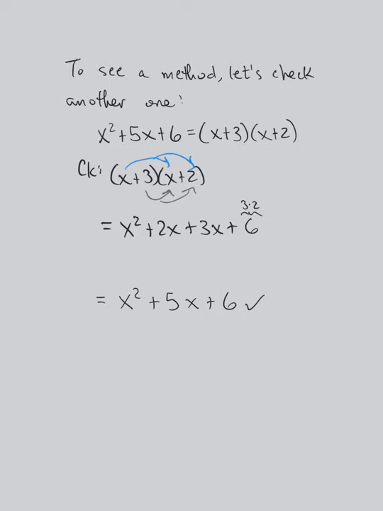So that does check. Okay. Now, if you look here carefully, though, for the method, notice that these two parts right here, without the variable, are the two numbers that showed up in the parentheses for my answer. Okay, like that. And then what's also true about 3 and 2, they multiply to give 6.